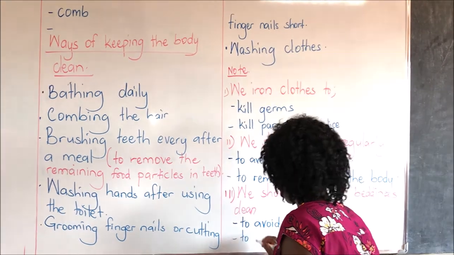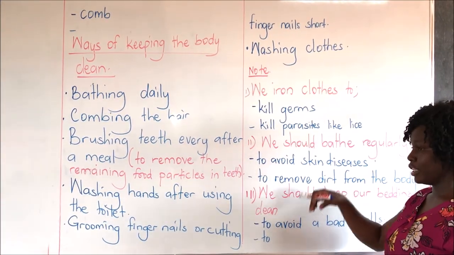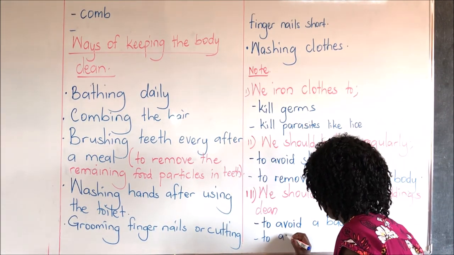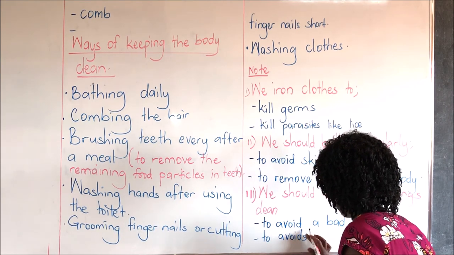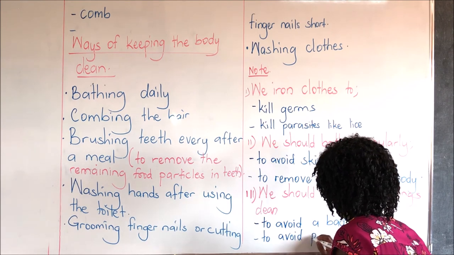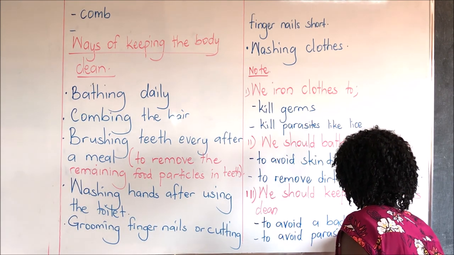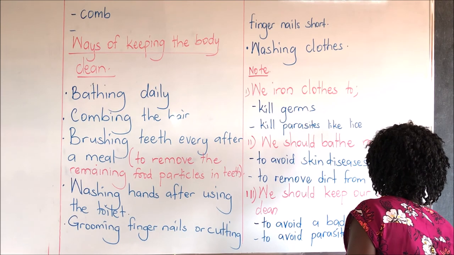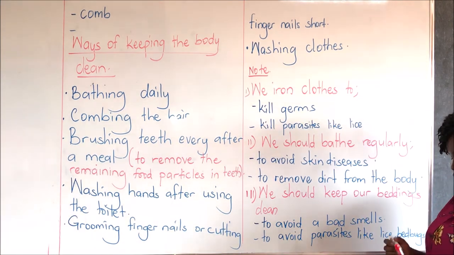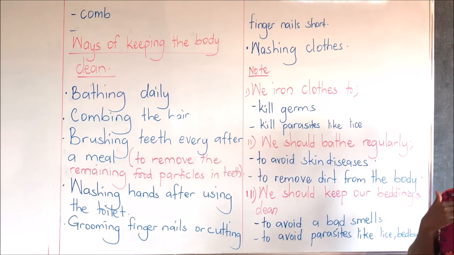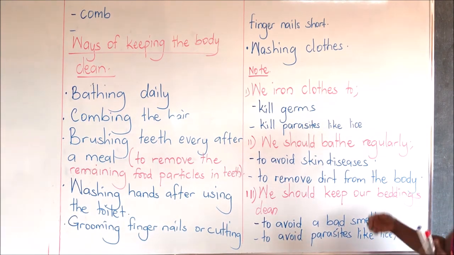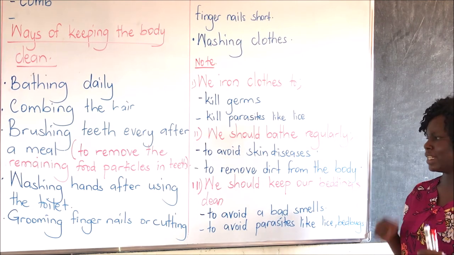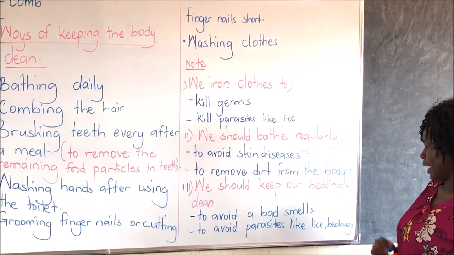Then next, we should keep them clean so that parasites do not breed in them. Remember, when you leave them dirty, parasites will start breeding, like the lice and bed bugs. So, to avoid parasites like lice, bed bugs, and so many others. Make sure if it is bed sheets, you wash them. If it is a blanket or a bed cover, hang it in sunshine so that it gets that heat. That heat will help to kill all those tiny germs and parasites within your blanket or any other bedding.